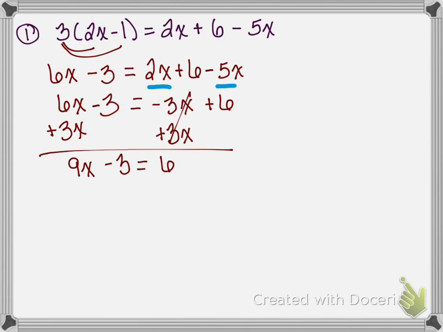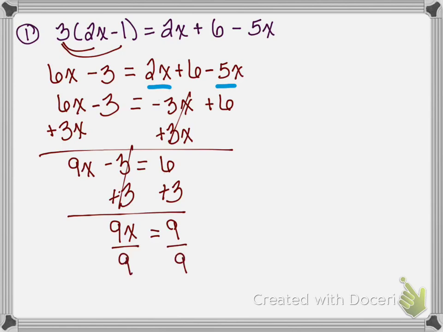Now I want to deal with that negative 3. Because I need to move that to the other side, I add the opposite. So I'm trying to eliminate that negative 3. And the way I eliminate it is I add 3. Okay? So negative 3 plus 3 is 0. So I'm left with 9x equals 9. Okay? And my last step here is to divide both sides by 9. So I have x equals 1.